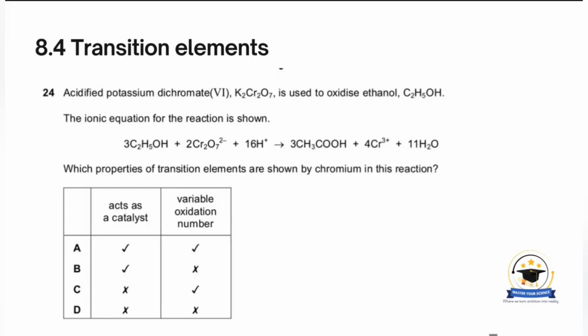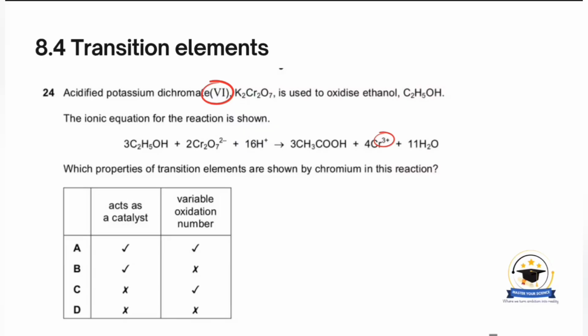So you can see that chromium on the left-hand side has an oxidation number of +6, as we can see from there in that bracket. We don't have to work it out. We can just see from there. And then on the right-hand side it has an oxidation number of +3. So it changed from +6 to +3. So that means it has a variable oxidation number.